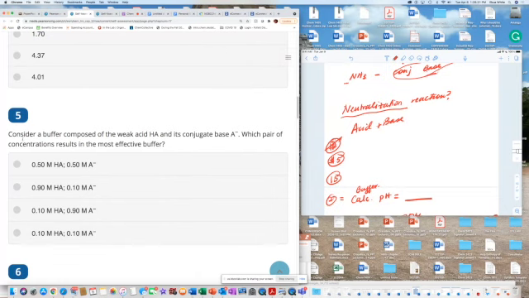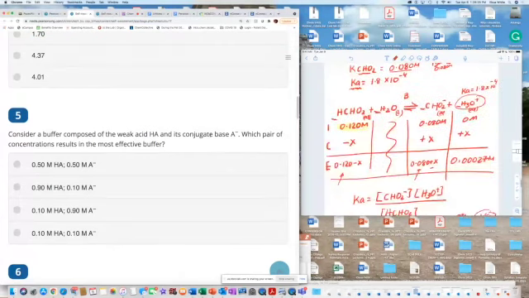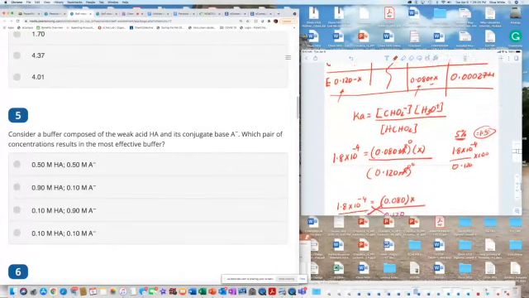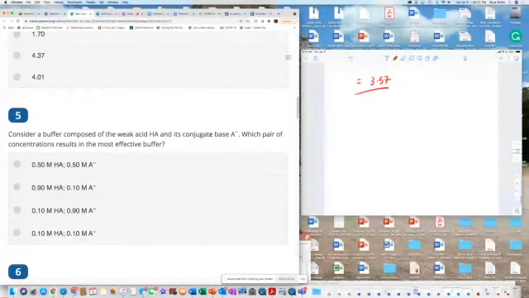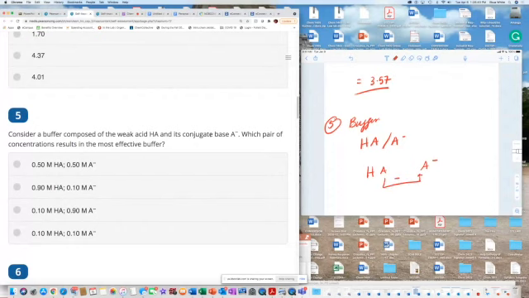Okay, it says here, a buffer composed of a weak acid and its, okay, so that's the conjugate acid base pair. So number 5, a buffer is the acid and its conjugate base pair, right? So you can see from acid to the conjugate base, from this to this, you just lost a hydrogen and a positive charge. Okay. Which pair of concentration results in the most effective buffer?